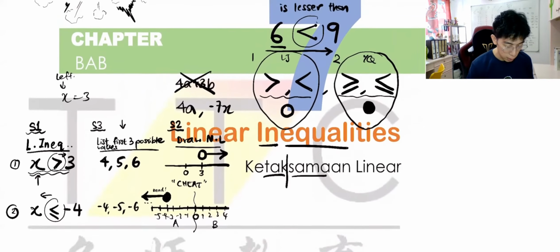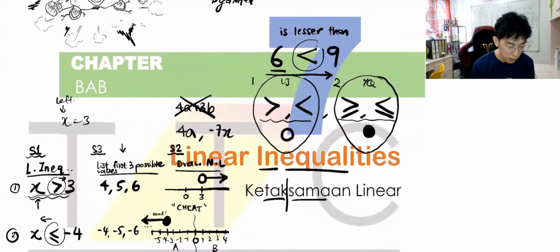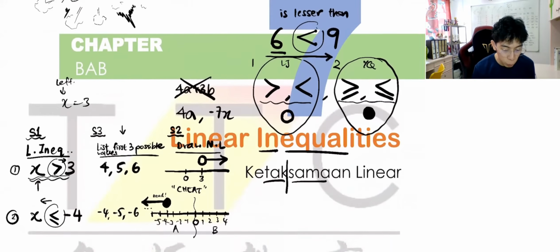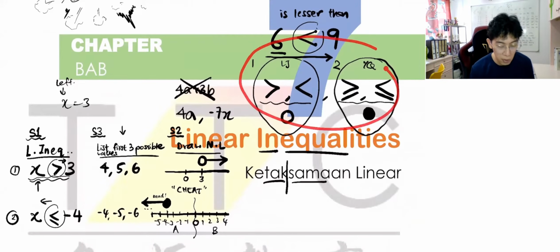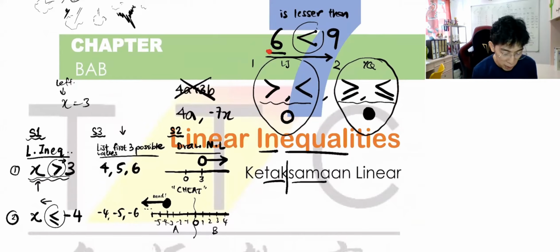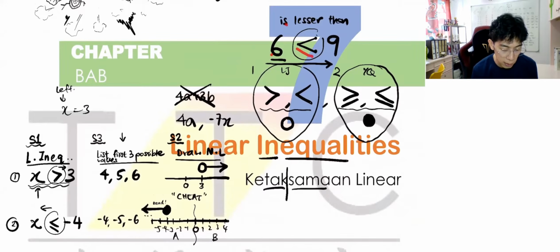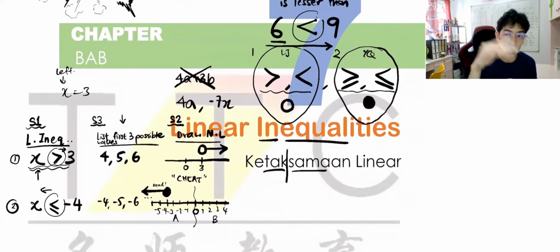So you see, now I show you. Number one, I tell you that the symbol is very easy to read. 6 is lesser than 9. If, let's say, I put another equal sign over here, 6 is lesser equal than 9. Okay, don't care about that now.